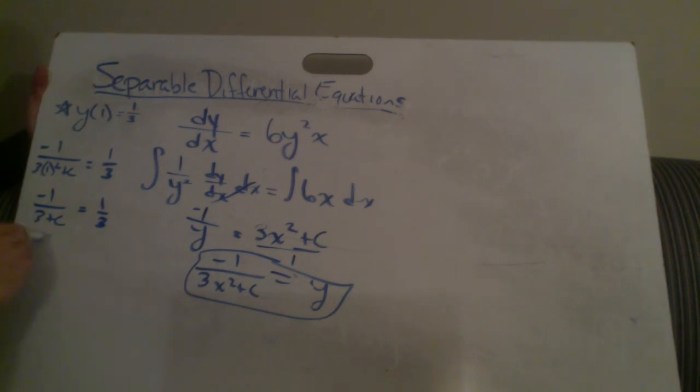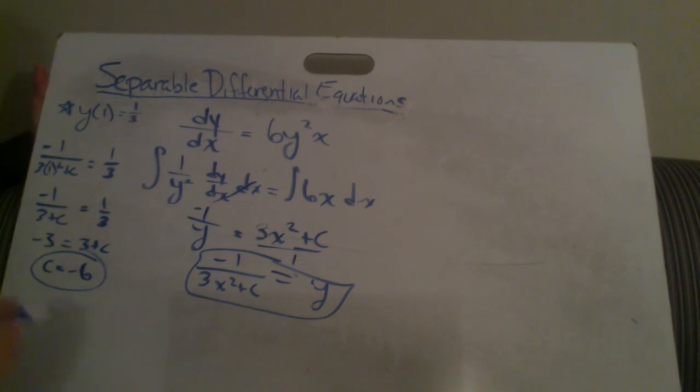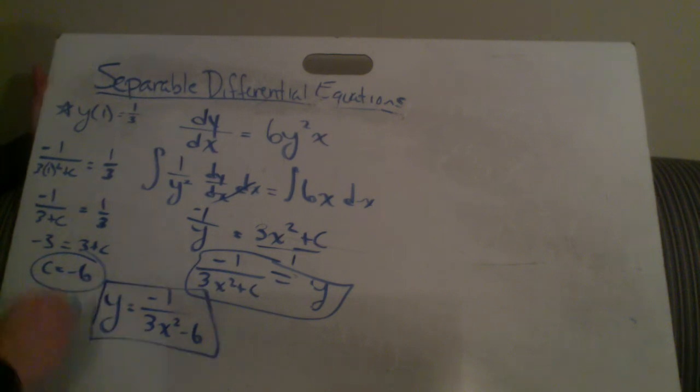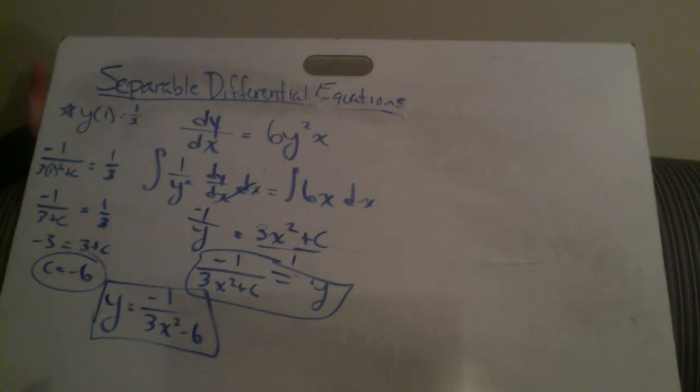And we can cross multiply and solve for c. C is negative 6. Great. So my very specific solution in this case is y equals negative 1 over 3x squared minus 6. And there it is. Awesome.